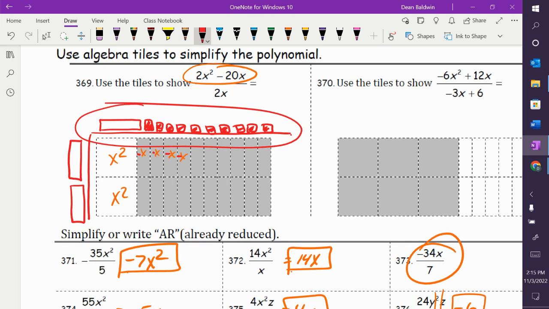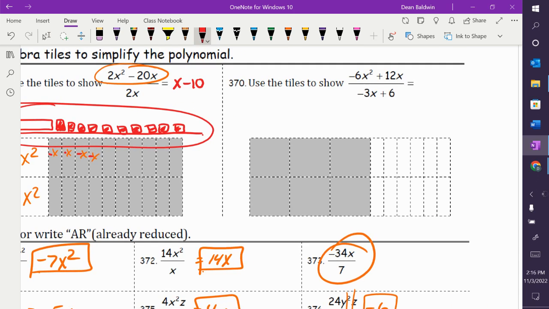So what does 2x squared minus 20x over 2x equal? What does this rectangle represent? X. Not 10. They're shaded. Negative 10. So that means that 2x squared minus 20x divided by 2x is equal to x minus 10. Okay? We're going to learn how to do this algebraically in a bit. Maybe tomorrow.